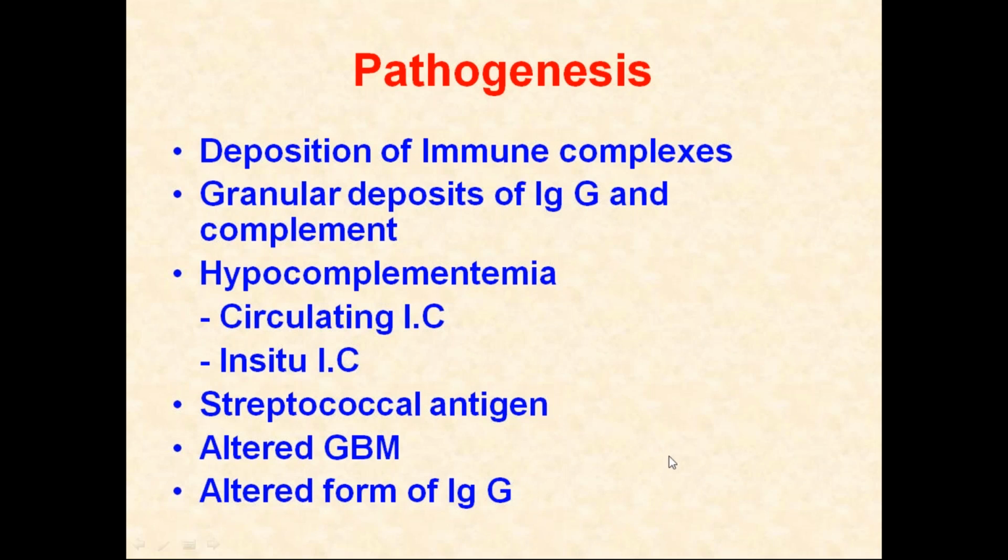In the immunofluorescence of the kidney, you should see granular deposits of IgG immunoglobulin as well as complement. So you have deposition of IgG and complement in a granular fashion. In the circulation you have immune complexes, as well as in situ immune complexes which are depositing in the kidney, ultimately leading to hypocomplementemia. So you have altered glomerular basement membrane and altered form of IgG.